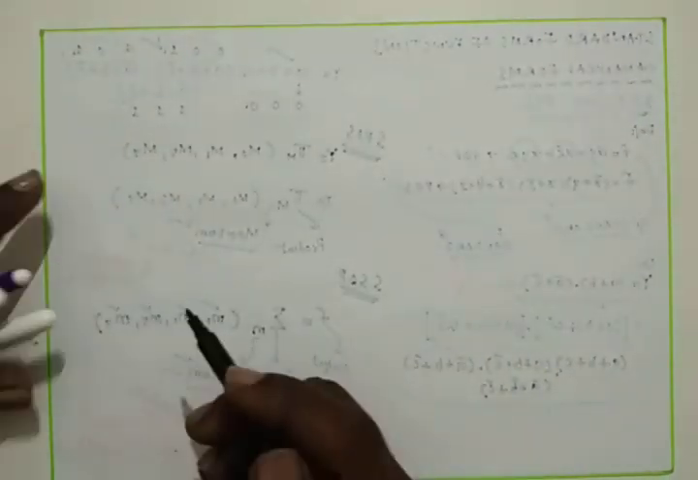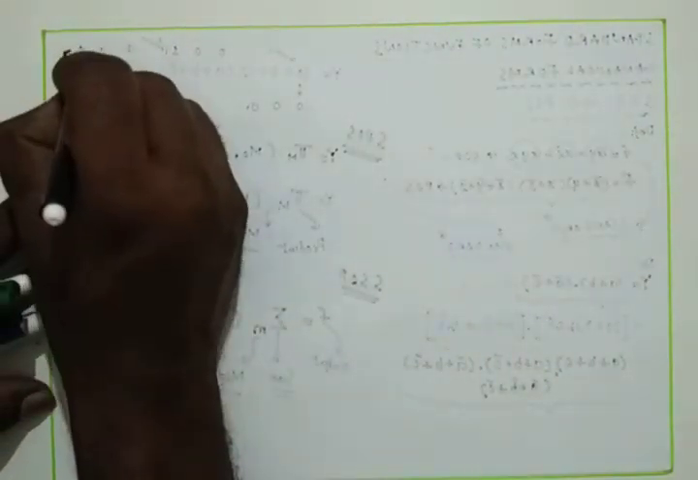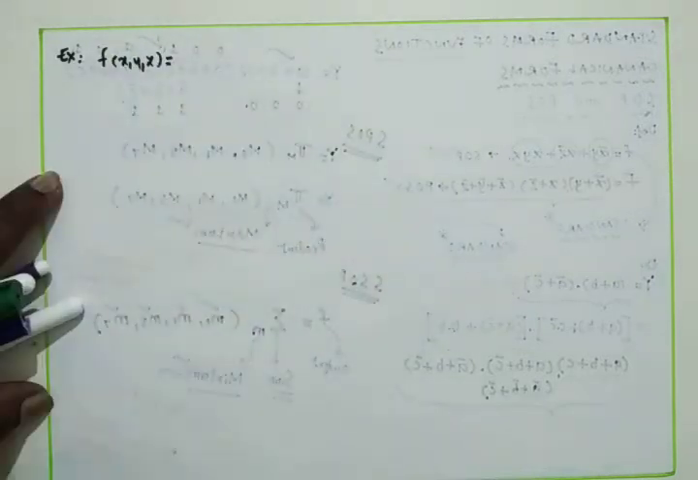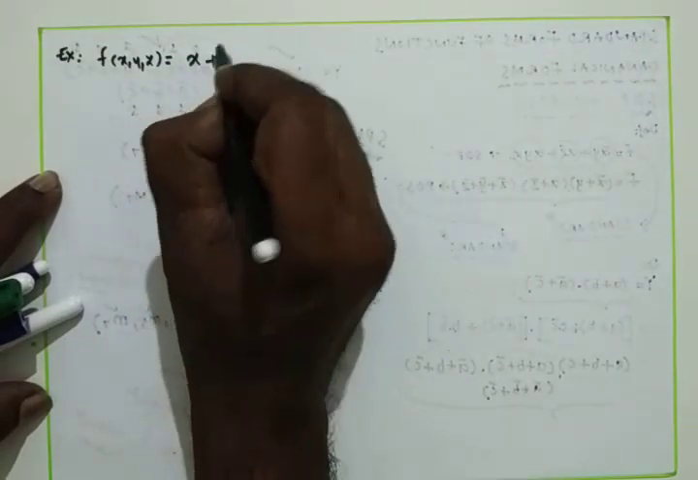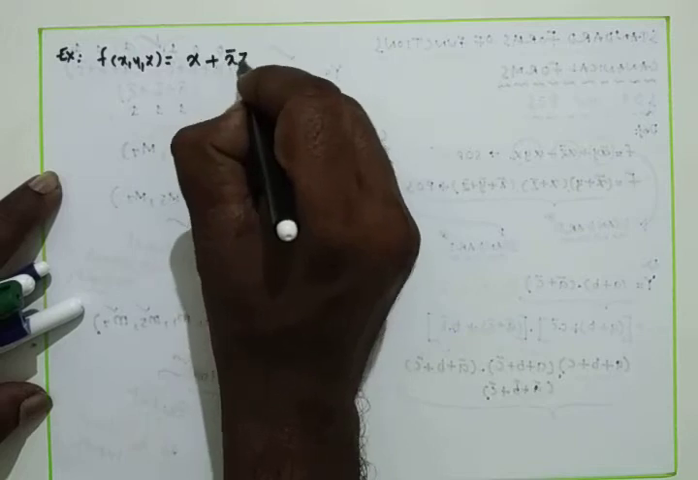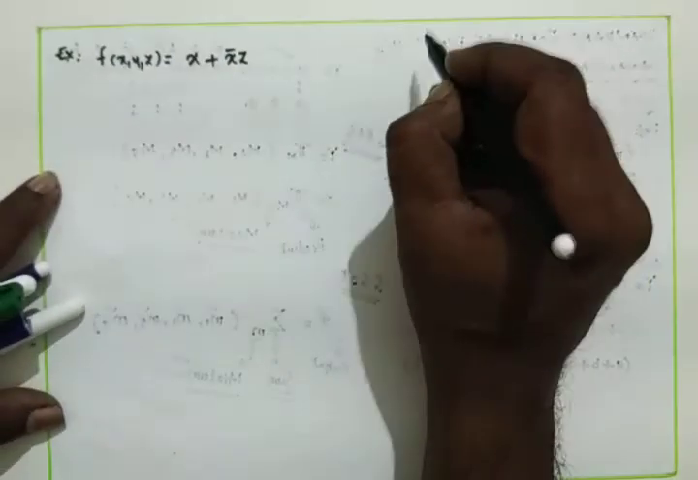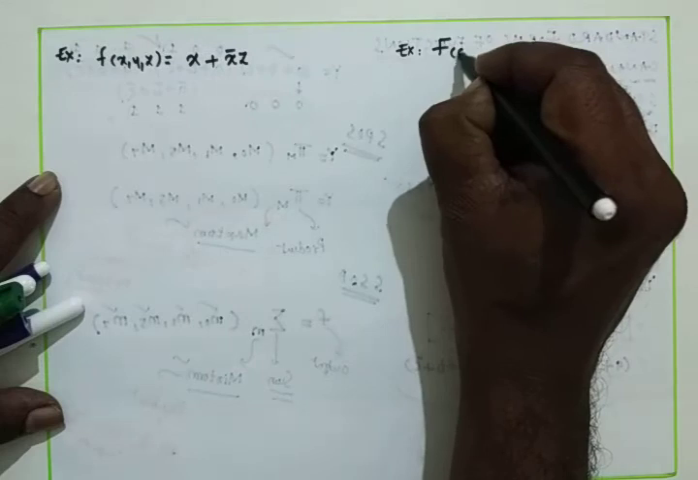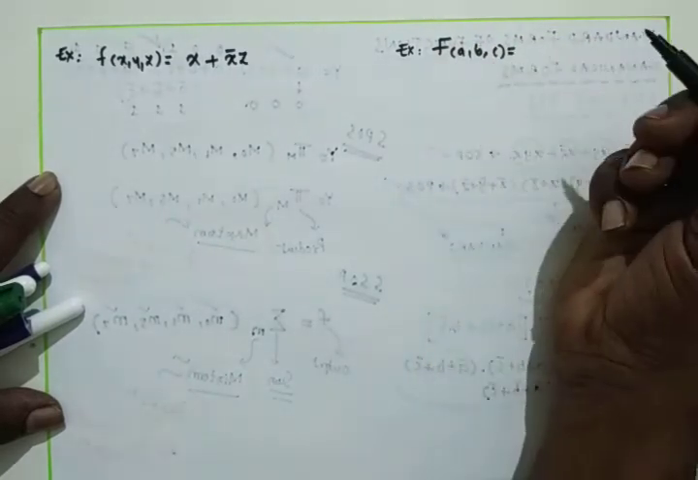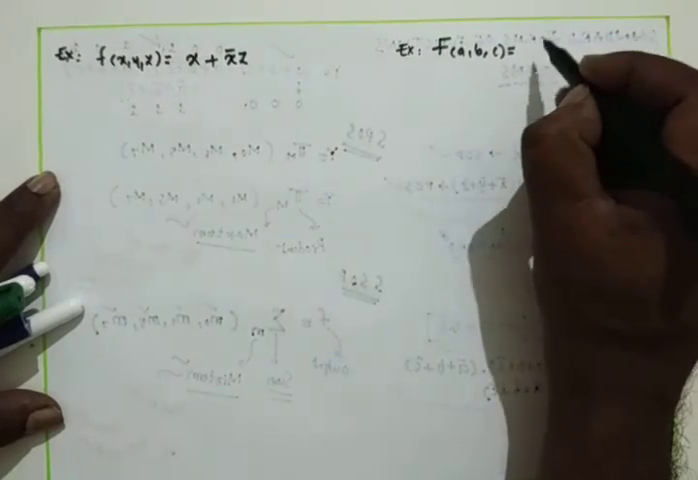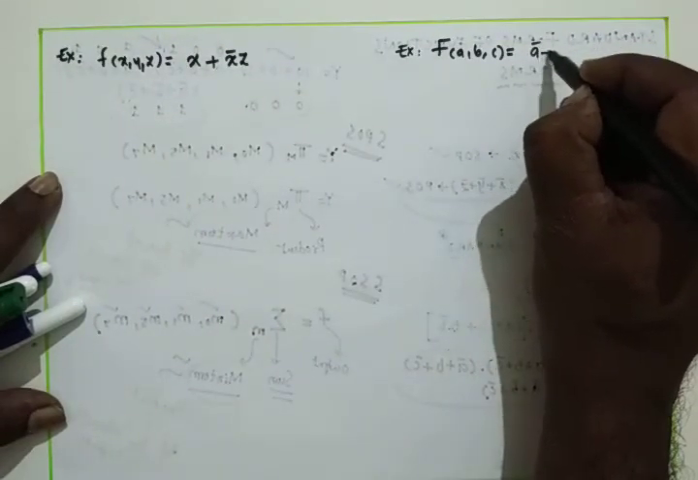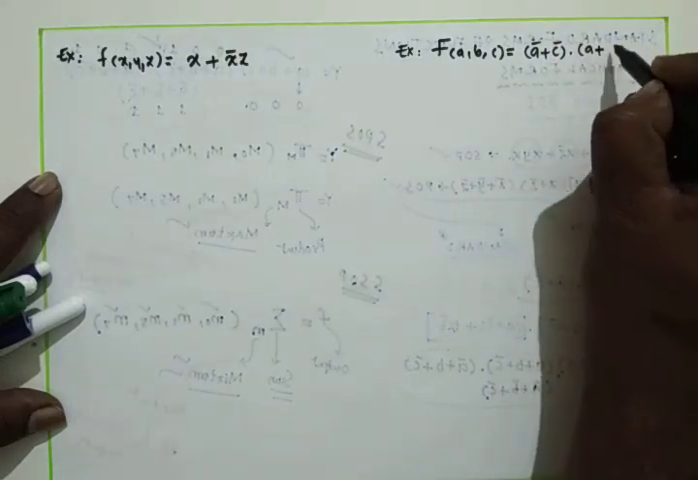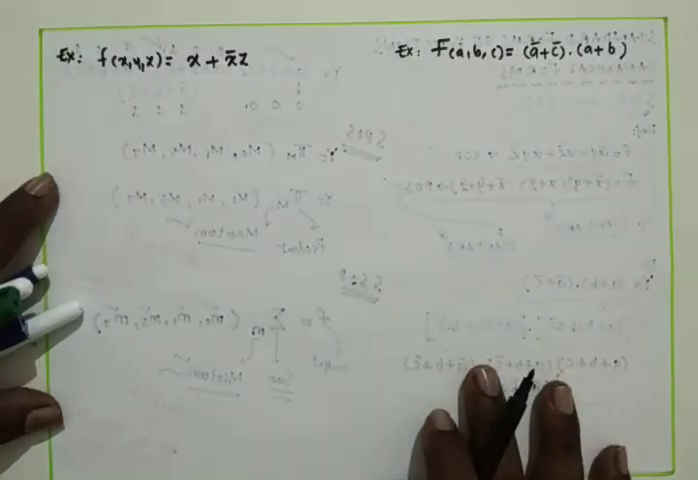I am going with example 2. Here this is f of x, y, z is equal to x plus x bar z. And another example, example 3: capital F of ABC is equal to A bar plus C bar, into A plus B. This is the expression I have.